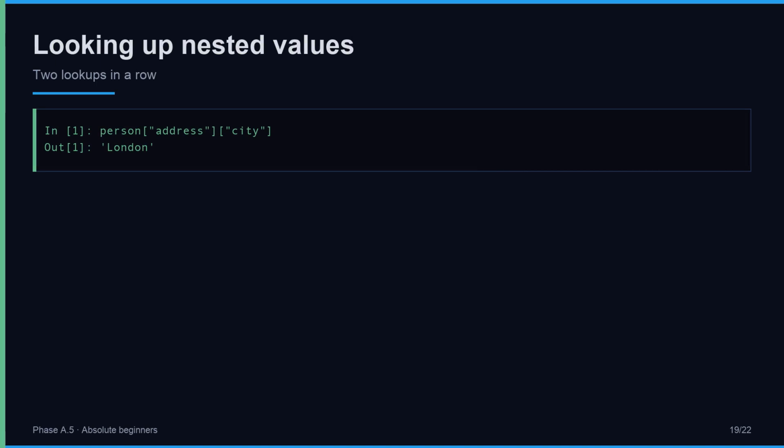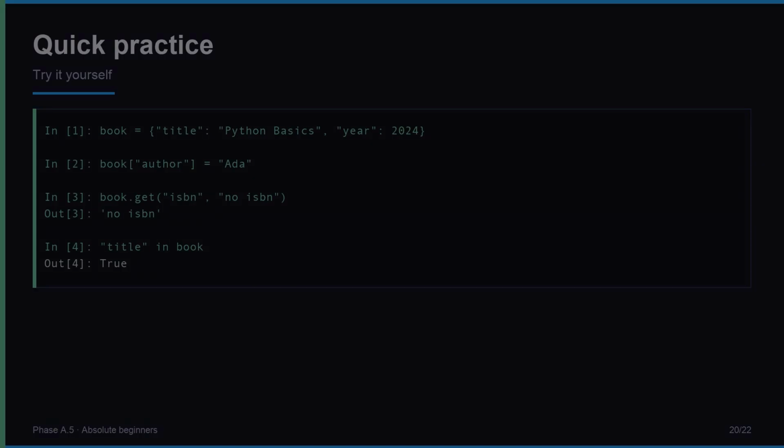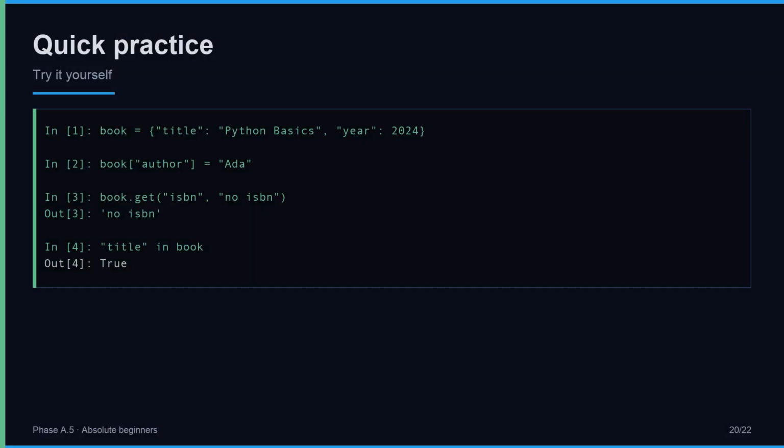To reach a value inside a nested dict, you chain the lookups. person["address"] gives you the inner dict. Then ["city"] on that gives London. Read it left to right, first look up address, then on that result look up city. Each pair of square brackets is one lookup. Nesting lets you model real objects, a person, with an address, with a city, and reach any leaf value directly. Chain the brackets.